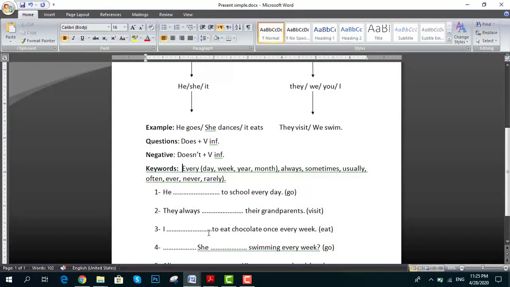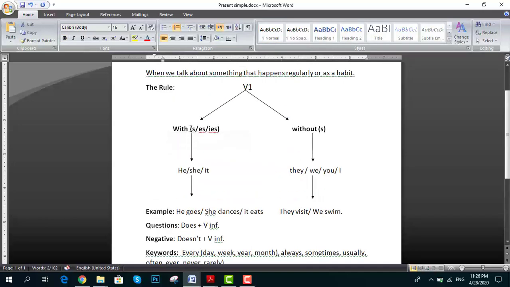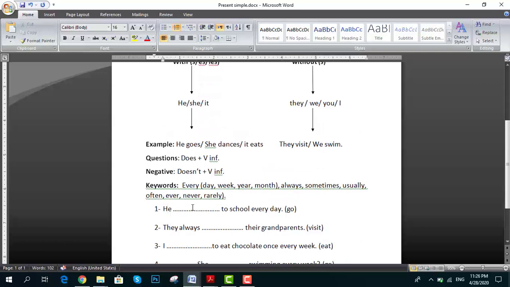So we have these sentences. He to school every day. We have go. Every day is a keyword for present simple. It means verb, he, the subject with s or without s. He is with s. As you can remember, here it is with s. So we say he goes.